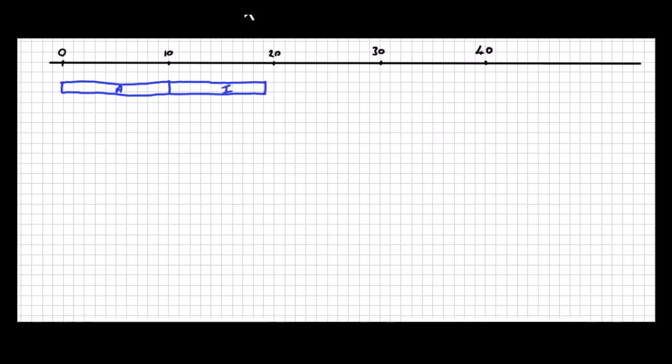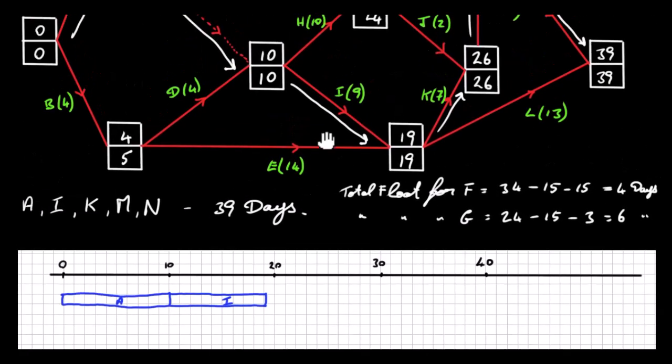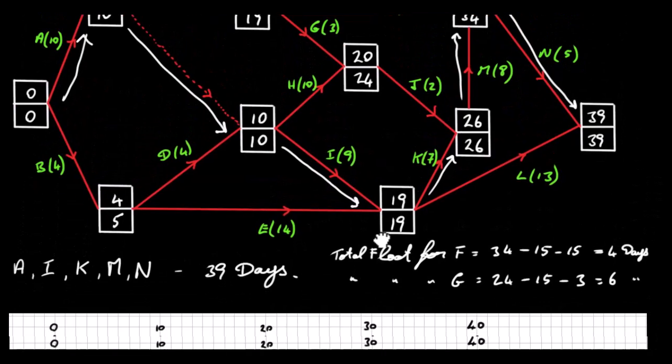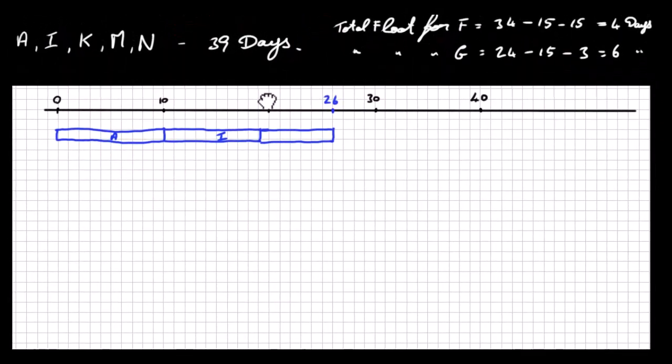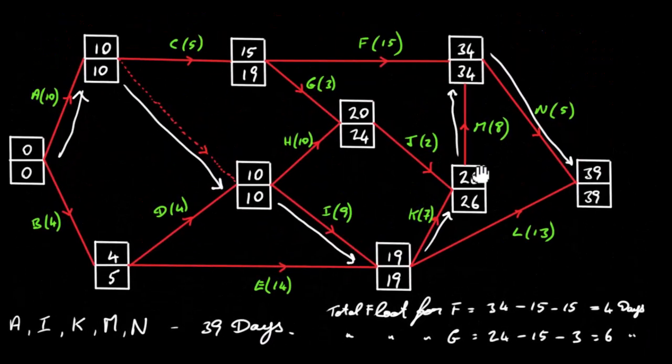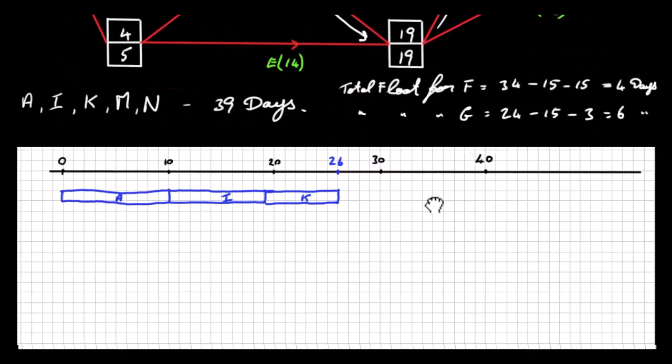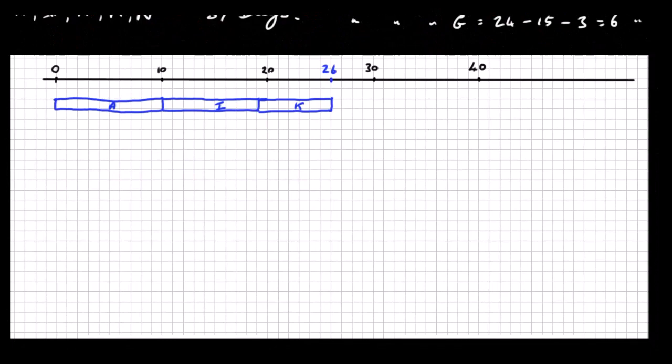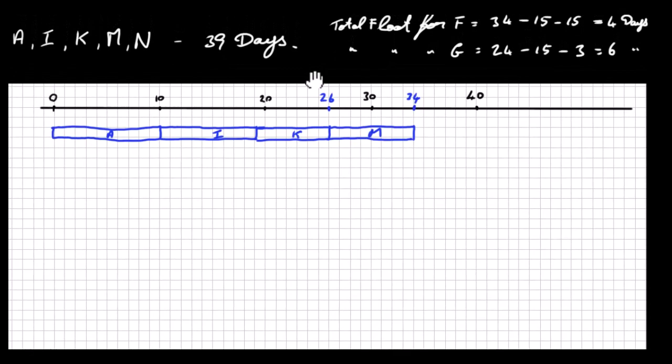This is I. Next one is K. So K starts at 19 and goes to 26. And this is K. So after K, we've got to look at M. So M goes from 26 to 34. So we've got to go out to 34. This is M. So we've done A, I, K, M.